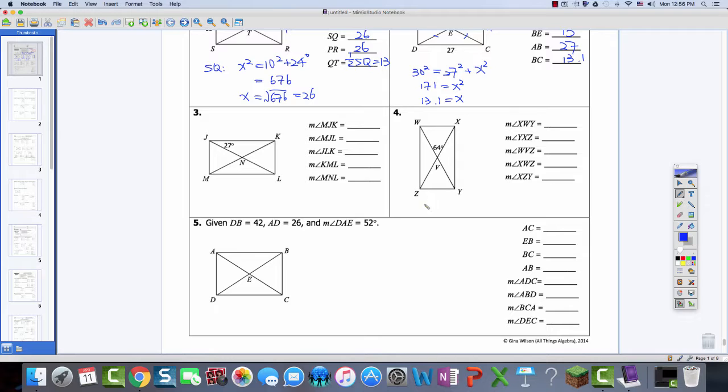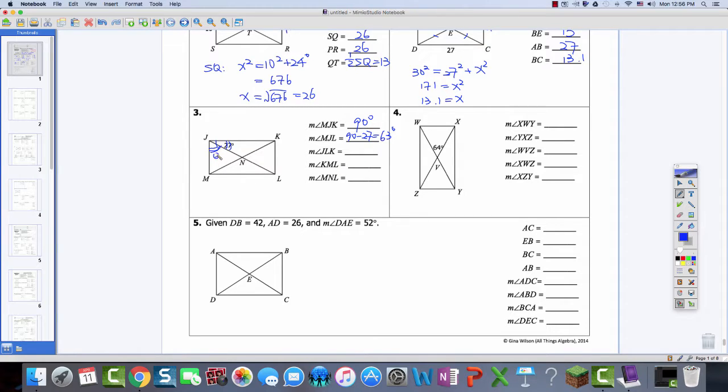Let's look at number 3. Number 3 is all about angles. So let's see. We're asked to find angle MJK. MJK is right here, and that would be a 90 degree angle. And MJL is this portion, right? If this whole thing is 90 degrees and here is 27, so 90 degrees minus 27 should give you 63 degrees.